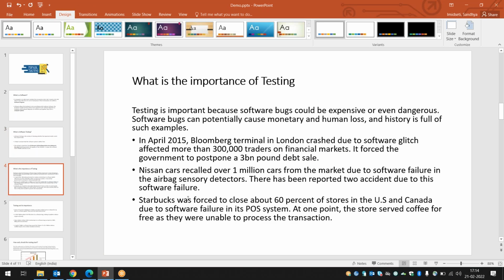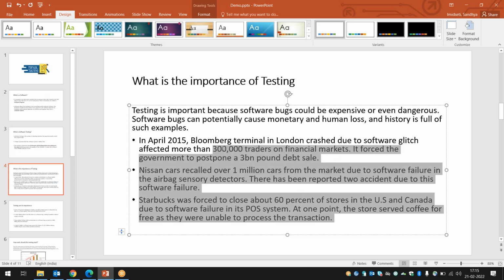Okay, I'm just moving to the next slide. What is the importance of testing? Why are we really worried about doing it? Why, whether it is a small company or a big company, is everyone looking for test engineers, whether manual testing, automation testing, or performance testing? Here are a few examples of why testing is very important.